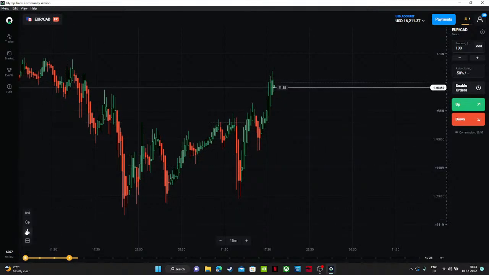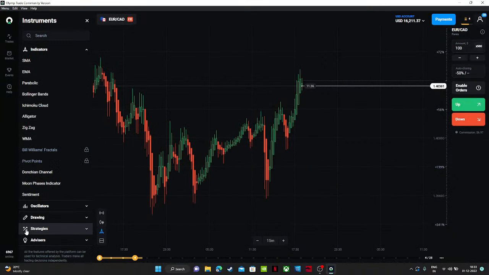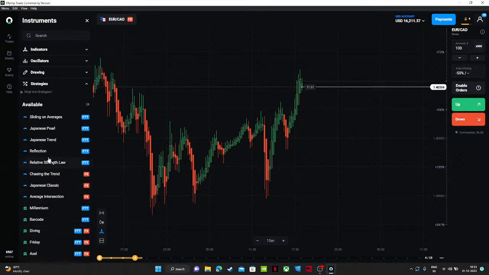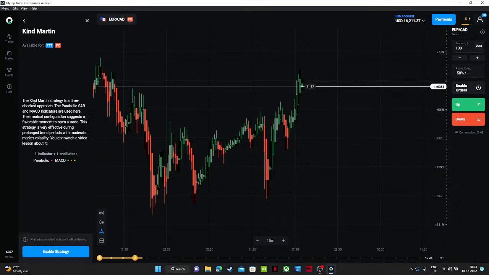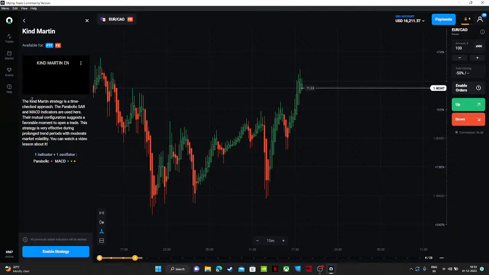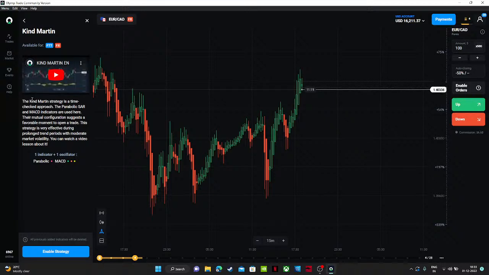click on the technical analysis button. Clicking on this button, now we will go in the strategies section. Now we will click on the Kind Martin strategy. So the Kind Martin strategy is a time-checked approach. The parabolic SAR and MACD indicators are used here. Their mutual configuration suggests a favorable moment to open a trade.